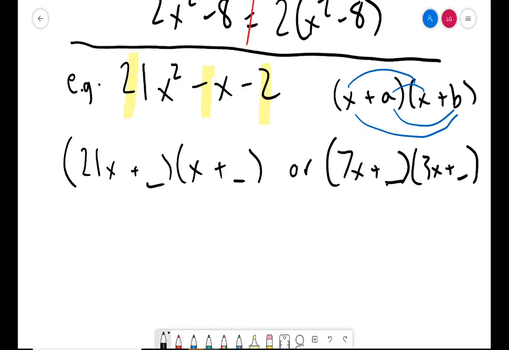So in those two blanks, these two blanks or these two blanks, that's where we're trying to figure out, we need two numbers that are factors of negative 2. Why? Well, first of all, we're talking about this negative 2, right? They need to multiply to that.